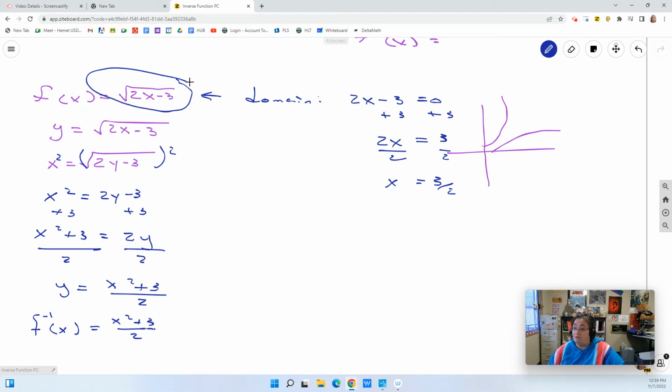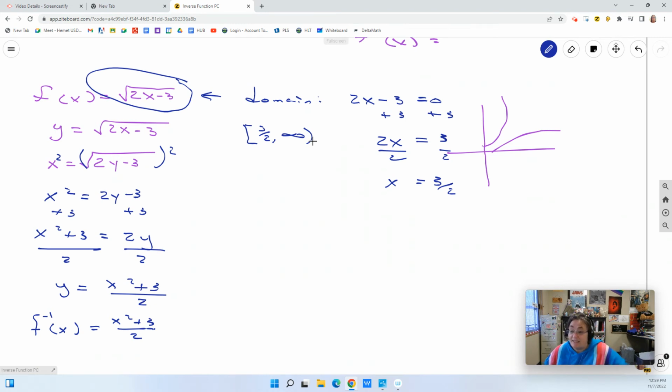That's a really big circle. I didn't mean to make it that big, right? 3 halves is what makes that 0. So when we're talking about the domain, our domain will start at 3 halves, right? It can't go lower than that because anything lower than that makes that negative, right? And we can't have a negative domain. So it's just going to be 3 halves to infinity. Does that make some sense to you?